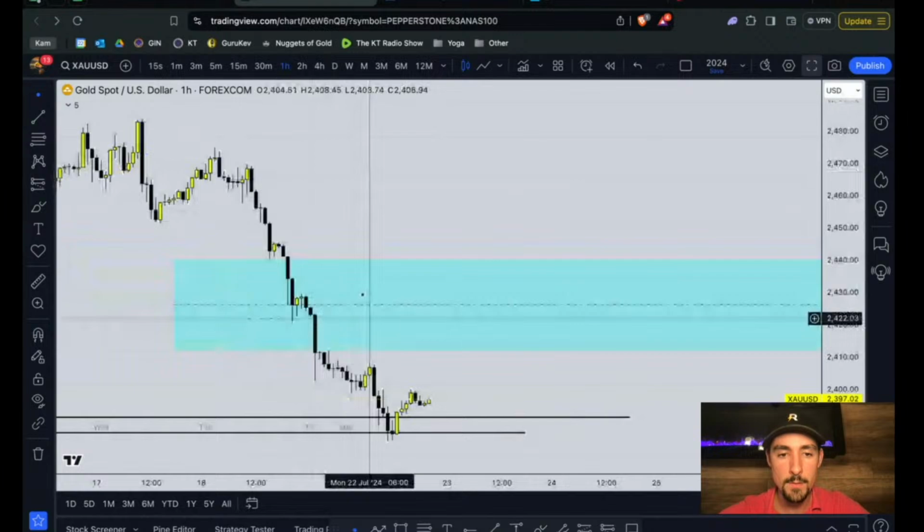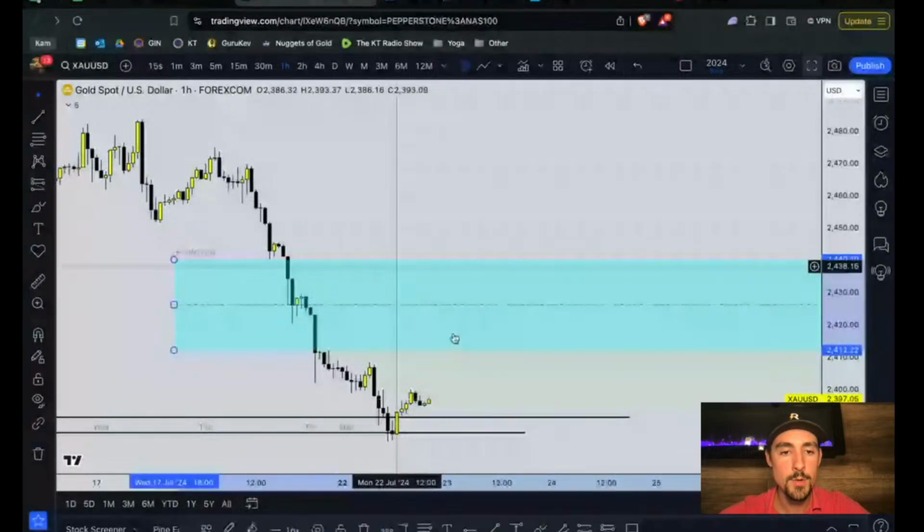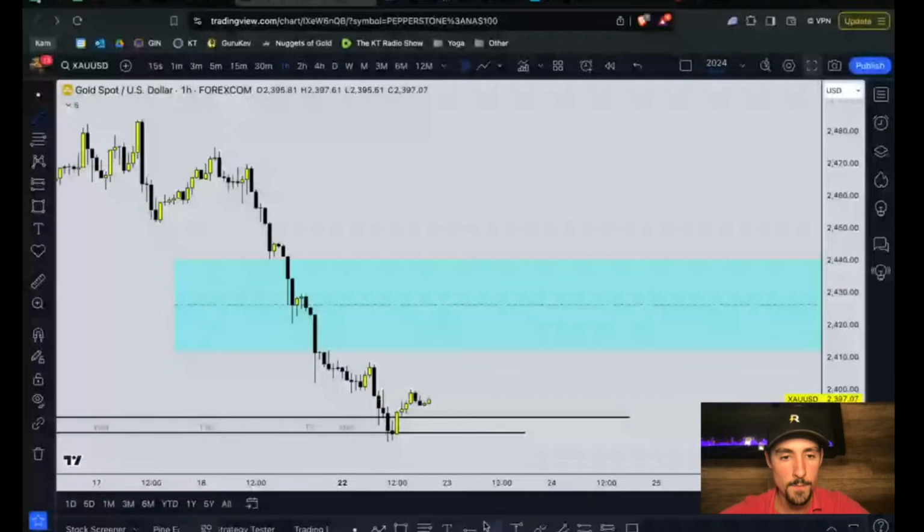And so this is the daily time frame fair value gap that we have drawn out. We can see that there's a more refined one. We have Sunday's fair value gap here.